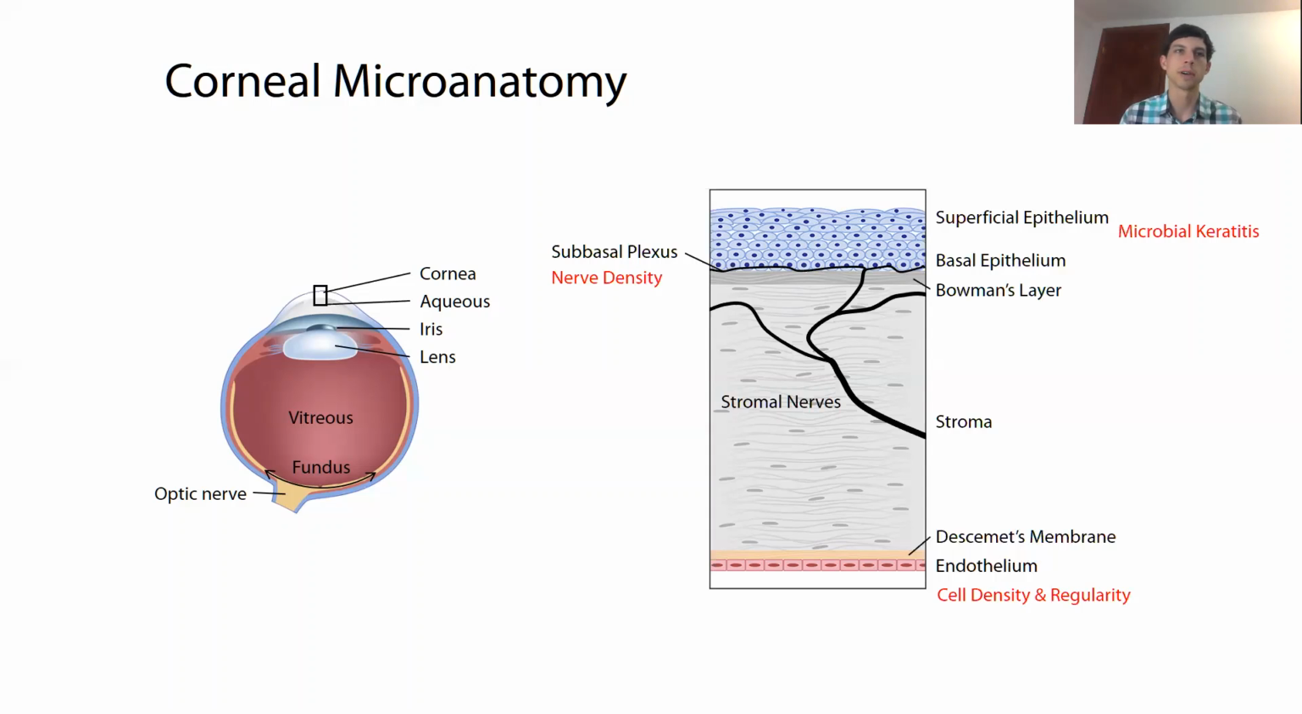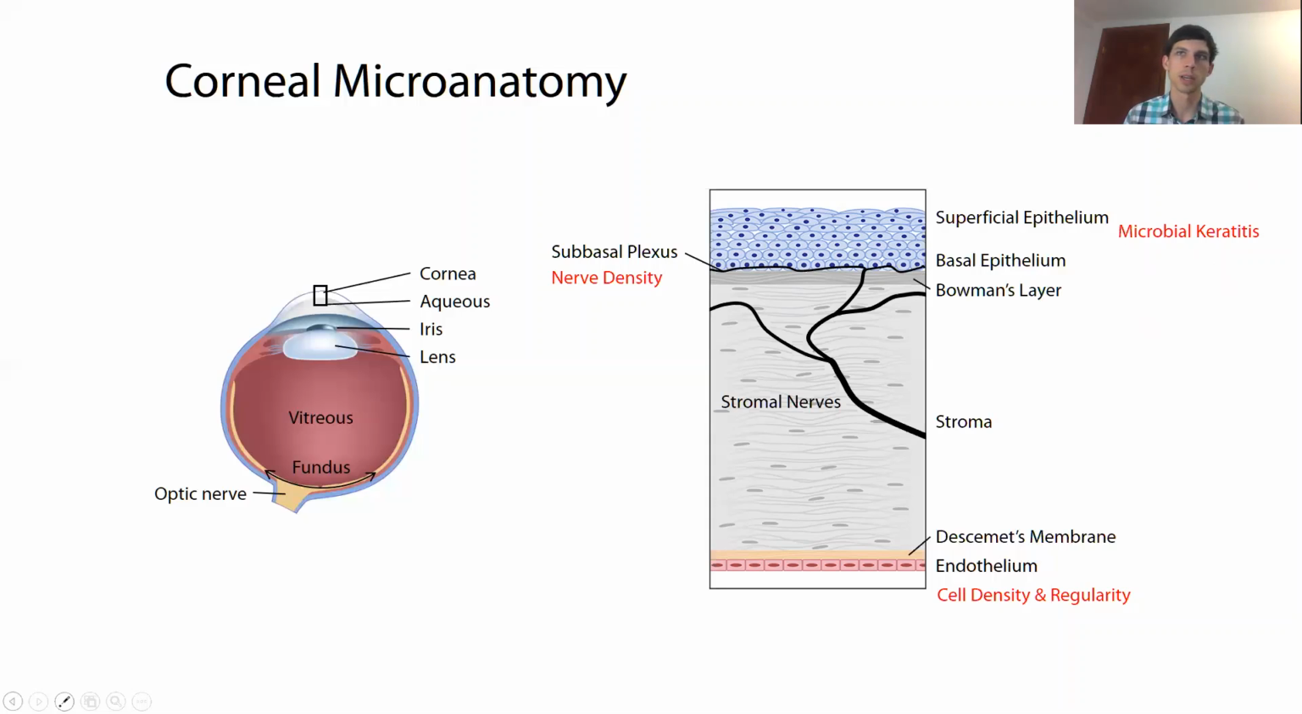In red, I've pointed out a few important applications of corneal microscopy. A big one is the diagnosis of microbial keratitis in vivo, because in certain cases, keratitis cultures don't necessarily produce positives consistently.